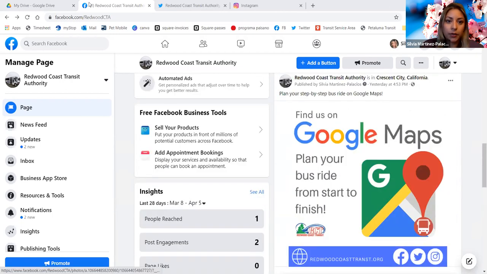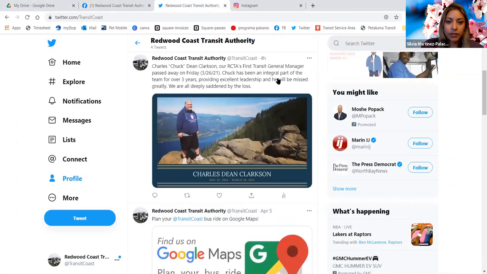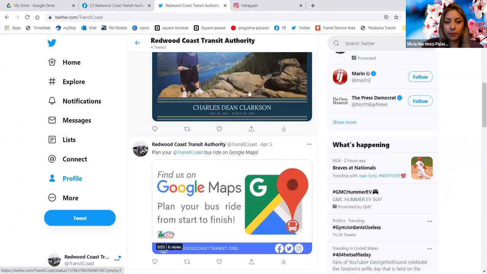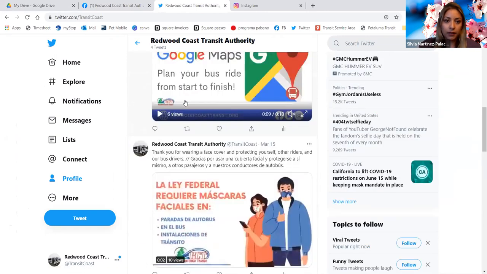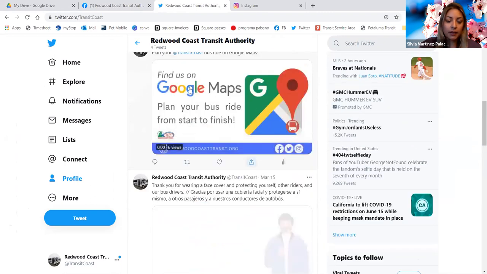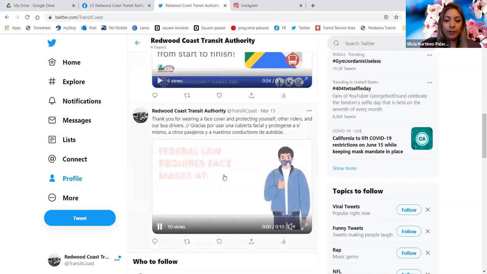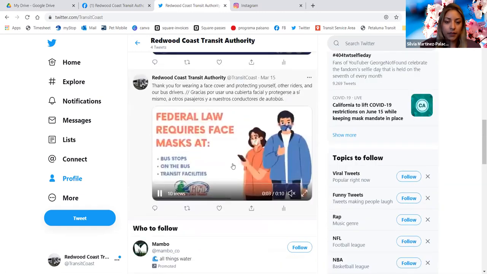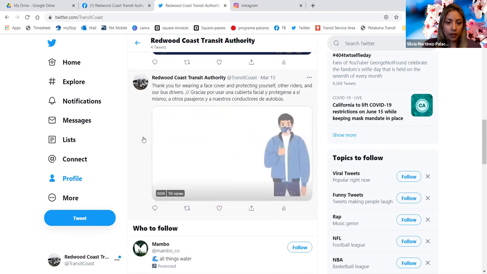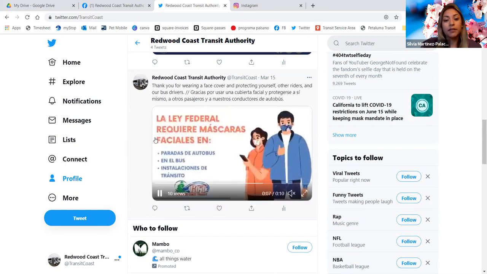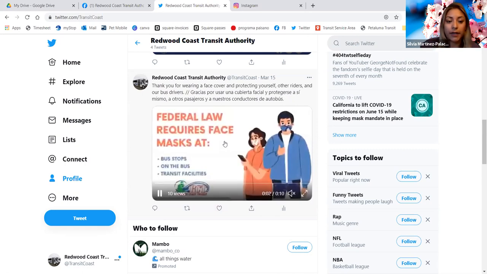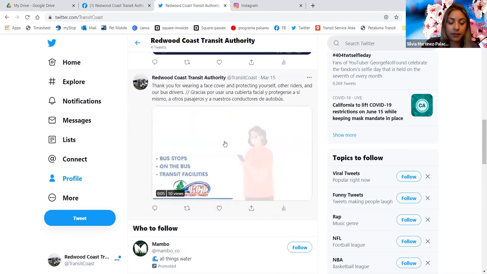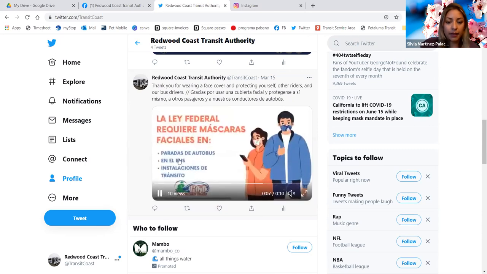Let's see, I also want to show you the Twitter page. So again, we put a little picture of Chuck, the Google Maps info, and we made it into a little video. And then before that, we also created another post about the federal law mandate about wearing masks. So it doesn't just mean that you have to wear a mask on the bus. It's also required at bus stops and at any transit facility as well. So we went ahead and made that.